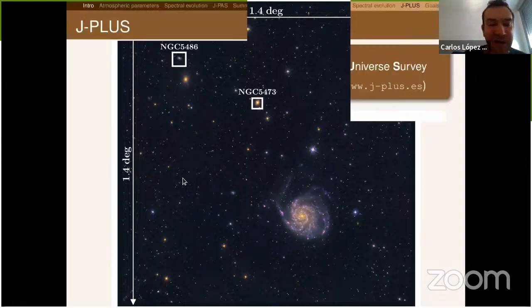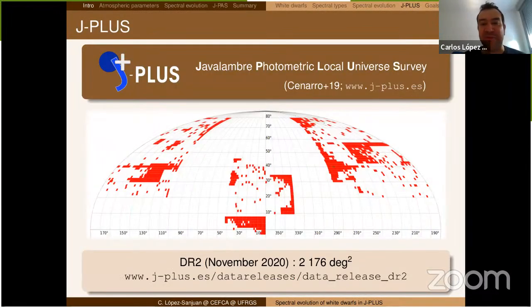So with this camera, we are performing the Javalambre Photometric Local Universe Survey, J-PLUS, and for this work we are using the second data release that was made public in November 2020, with roughly 2,000 square degrees of the sky covered.